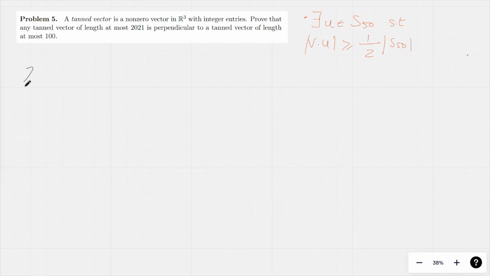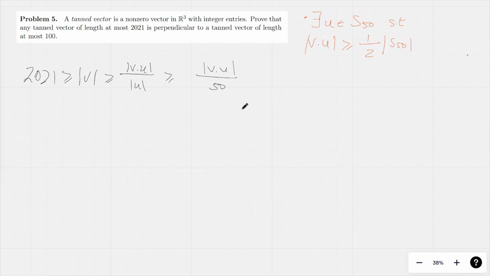Well, let's start with 2021. We know that this is bigger than or equal to the size of v because v is a tan vector in S2021. And now by the Cauchy-Schwarz inequality, this is going to be bigger than or equal to v dotted with u divided by the size of u. And now we know that u has size at most 50, and therefore 1 over the size of u is going to be bigger than or equal to 1 over 50. So this is going to be bigger than or equal to this thing here.